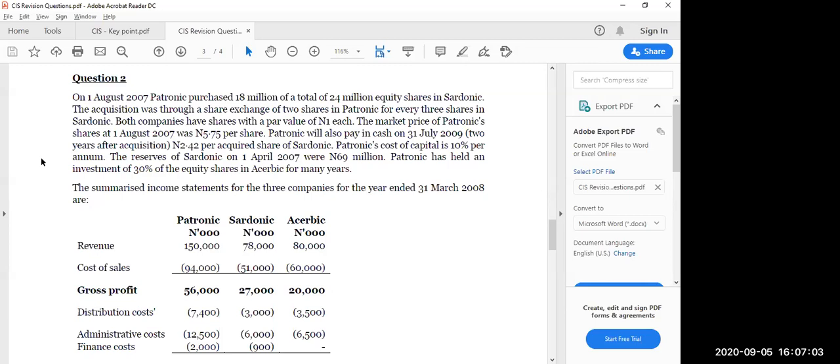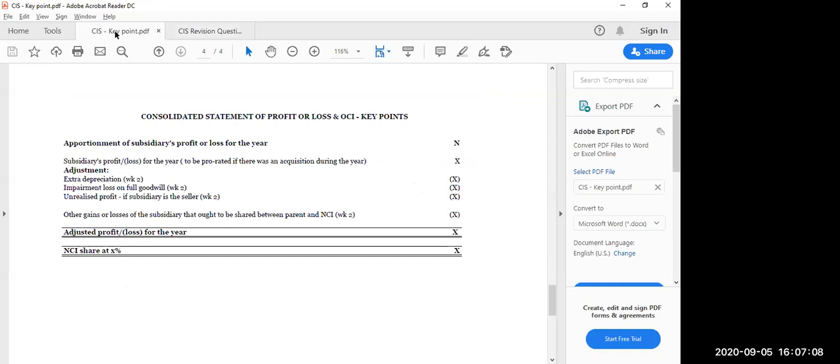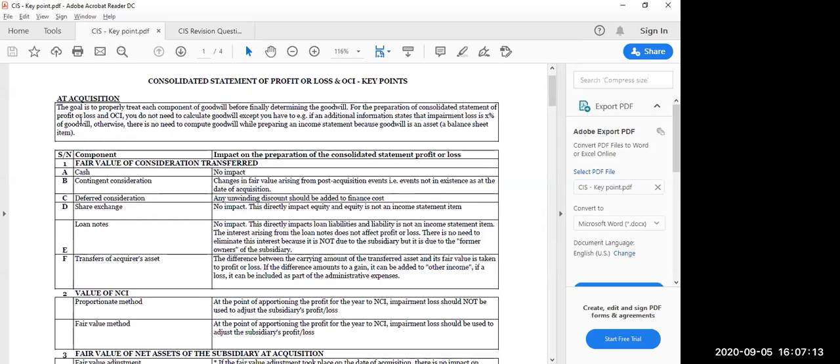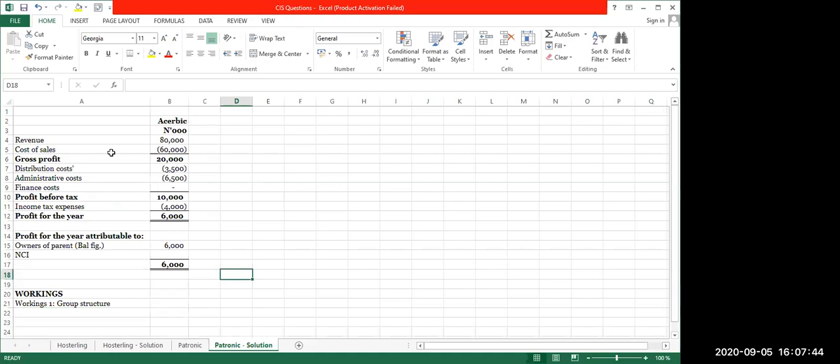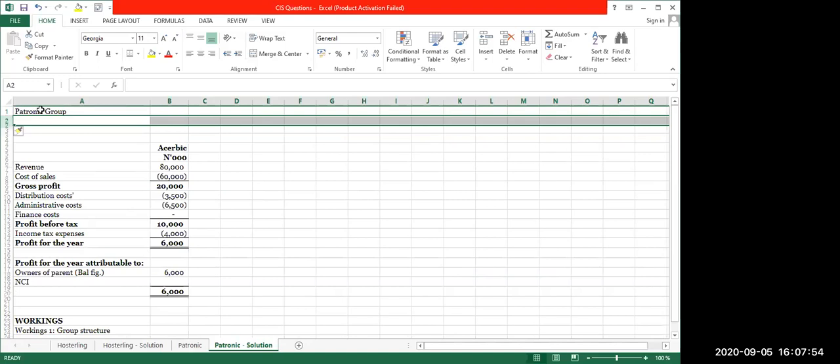the income statement. Let's peep into this key point and see what the key point said about deferred consideration. Look at it. It says that any unwinding of discount should be added to finance cost. So that means we have a first impact on profit or loss. And that impact on profit or loss is through the deferred consideration. Let's leave too much grammar. Let's go straight to the Excel document where we do our calculations. So this time we're on Patronic. So we say Patronic Group. Consolidated.